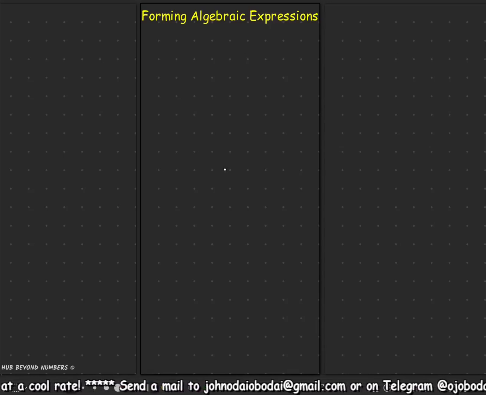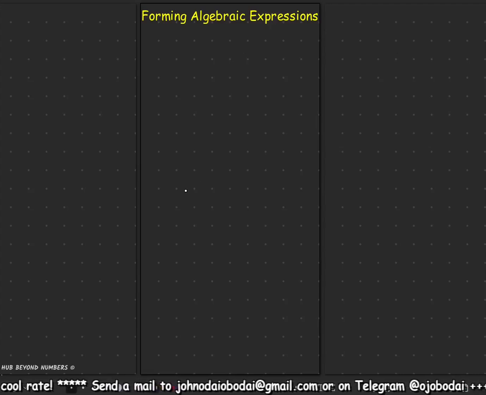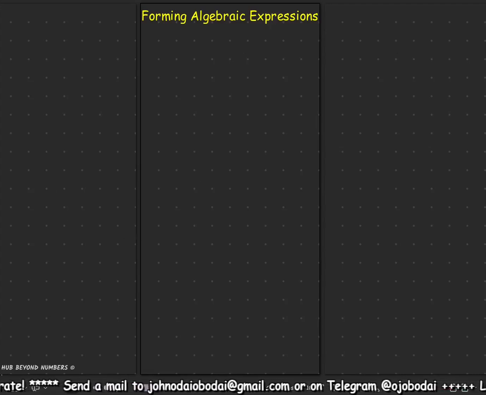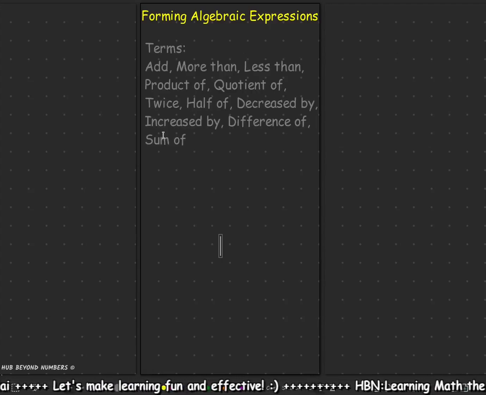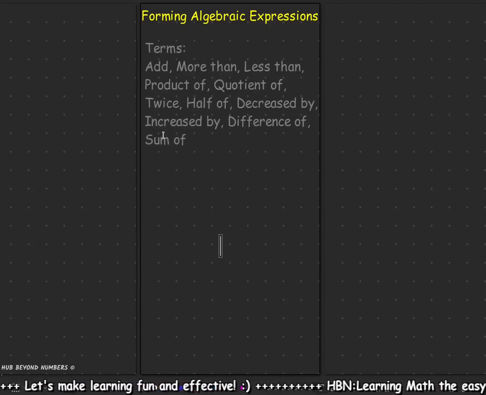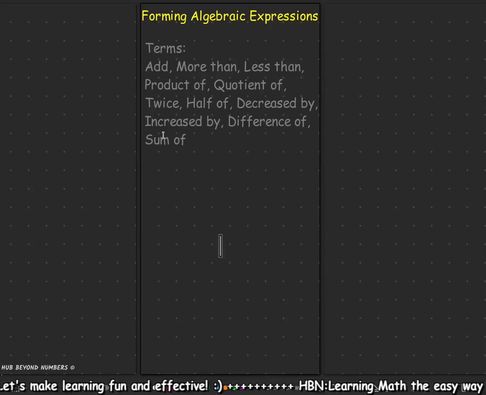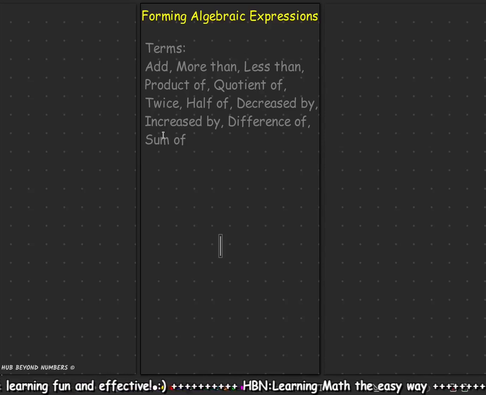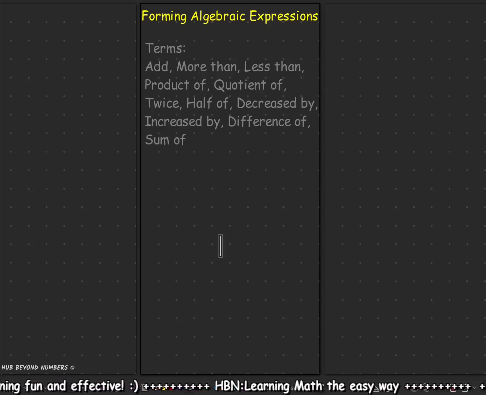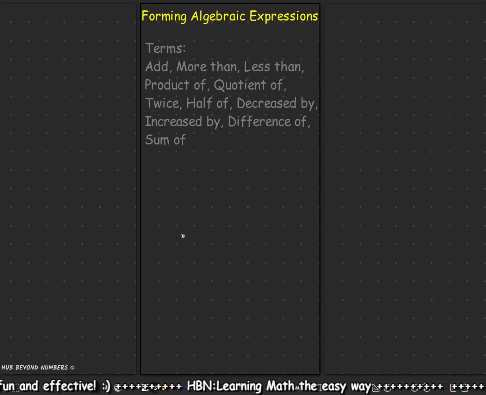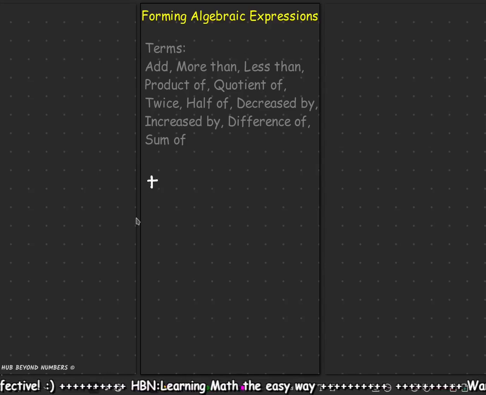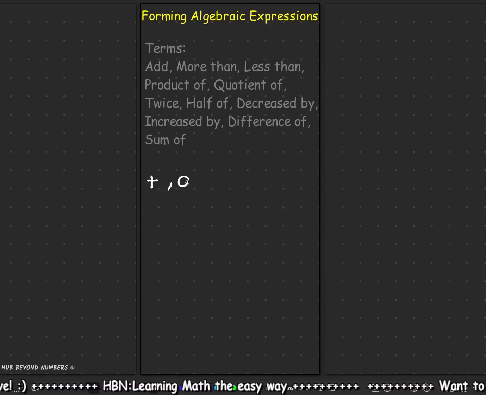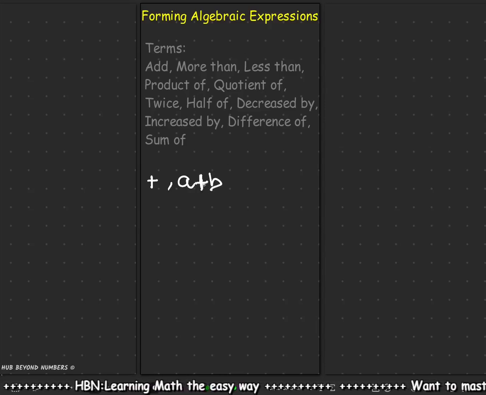Now, before we look into that, there are certain basic things we would have to know. Let's look into that briefly. Here are the things I would like us to know before we go into forming these algebraic expressions. The first term is add. You all know what add means. Add is simply the operation plus. So the operational symbol of addition is plus. When you are told to add A to B, it simply means A plus B. All right, that is it for add.